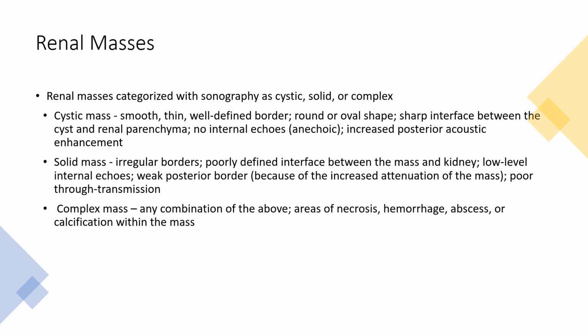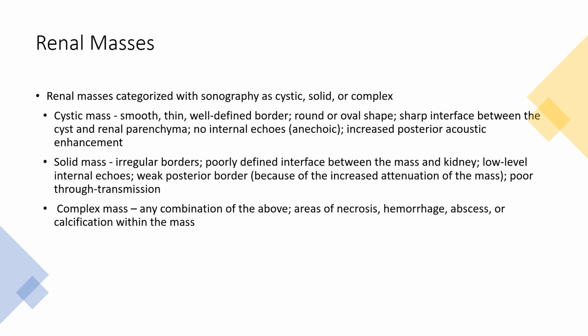Solid masses can have varying appearances. They can have irregular borders and poorly defined interfaces between the mass and the kidney. They can be isoechoic to the surrounding tissue, with low-level internal echoes. They may have weak posterior borders because of attenuation of the mass, so the mass is going to weaken the sound beam more than the regular surrounding tissue, and you're going to end up seeing poor through transmission.